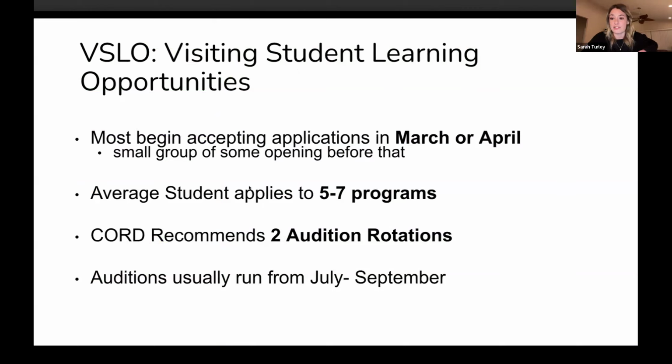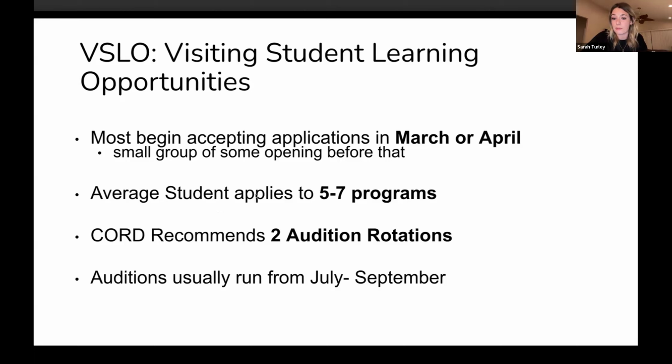The average student applies to about 5 to 7 programs. We'll talk about how many we each apply to, but that's the national average. CORD, the Council of Residency Directors, recommends 2 audition rotations. I think about 70% of programs require at least 2 SLOs. So that is something to consider. 2 audition rotations means 2 SLOEs. Remember, SLOEs from the program directors. And that'll get you pretty well set up for applying.